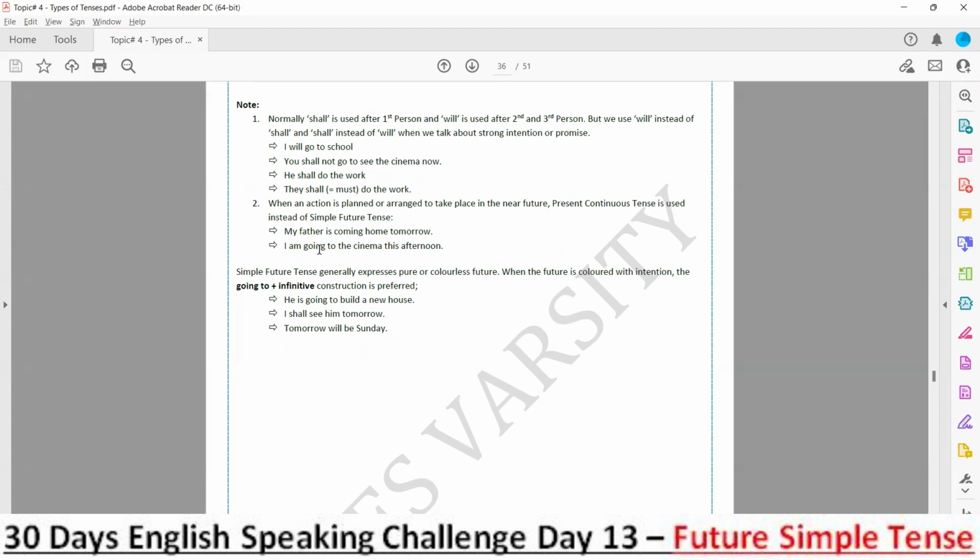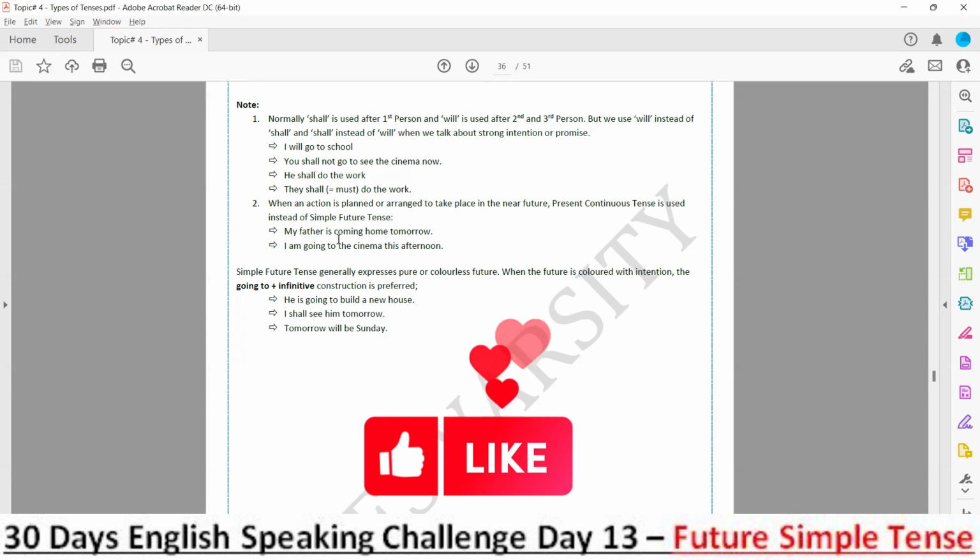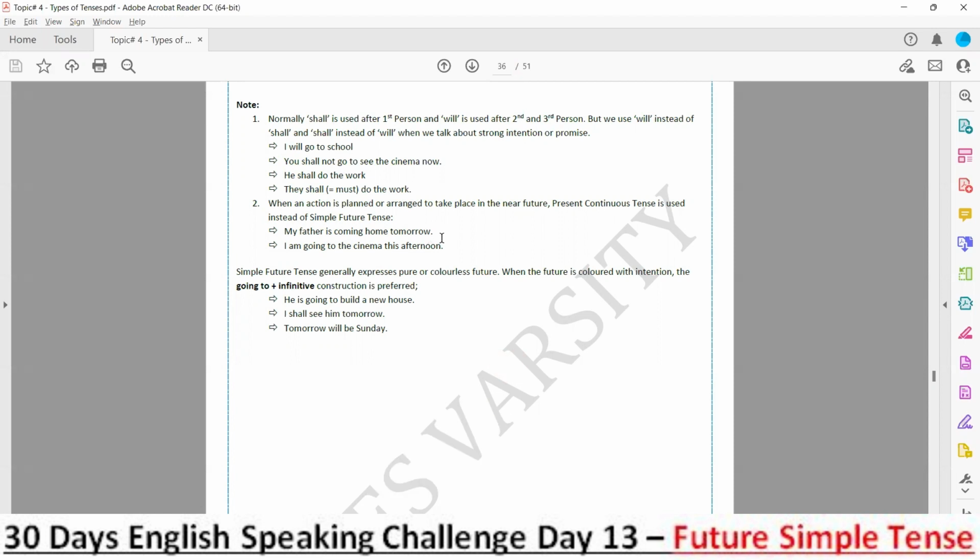For example, you see, my father is coming home tomorrow. मेरे वालिद साहब कल घर को आ रहे हैं. It's a future, but we are using present continuous. So if it is near future, the same thing you can also express: My father will come home tomorrow. You can also say the same thing, right?